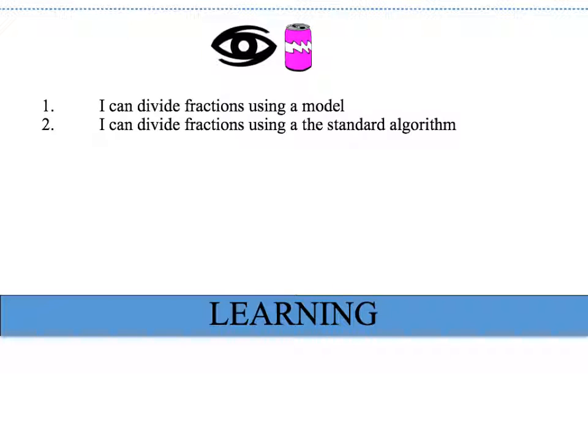So this lesson has two I can statements. The first one says, I can divide fractions using a model. And the second I can statement says, I can divide fractions using the standard algorithm. Let's just go ahead and edit this. This shouldn't have an A right here, so we'll get rid of that.